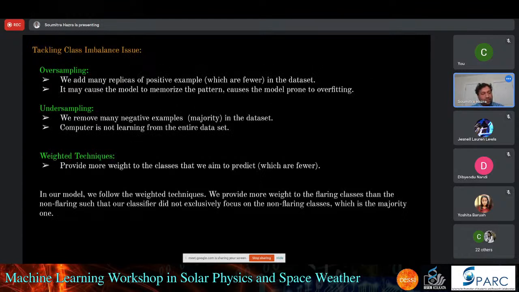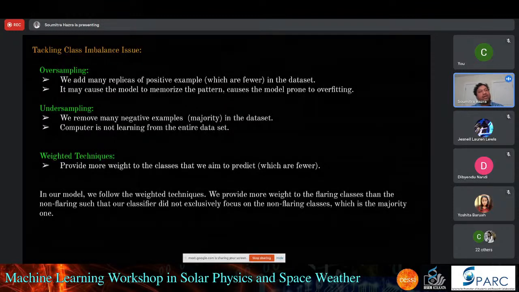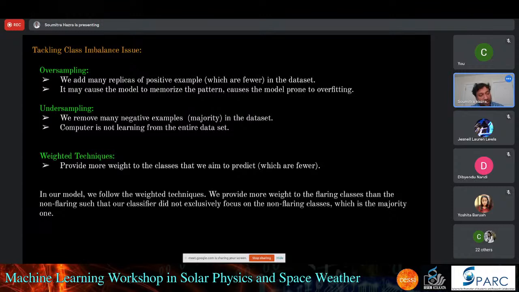So for the model, first we have to tackle the class imbalance, because as I said, flaring regions are much less compared to non-flaring. There are different methods like oversampling techniques, undersampling techniques, or weighted techniques. Here we use the weighted technique. Basically, in this technique, we provide more weight to the classes which we aim to predict. Here we want to predict the flaring class, so we provide more weight to the flaring class than the non-flaring one.